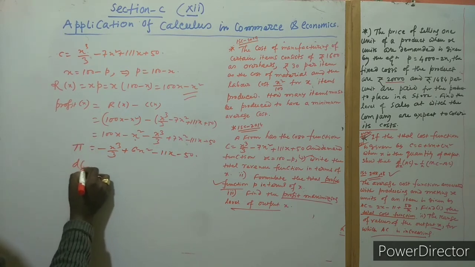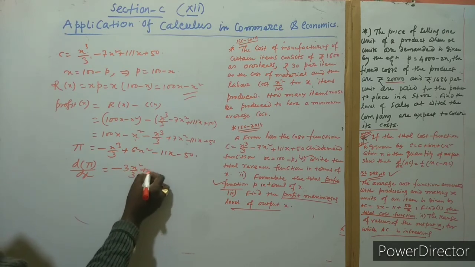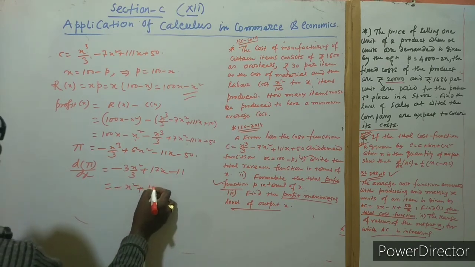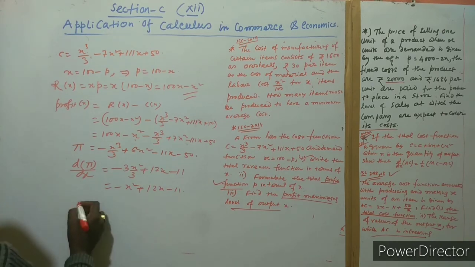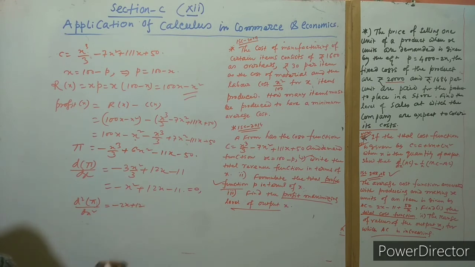Now differentiate this, then we get minus x square plus 12x minus 11. For maximizing, finding the point here, this will be 0. Now we get the second order derivative, which is minus 2x plus 12. When the first derivative is 0, we get x equal to 1 or 11.